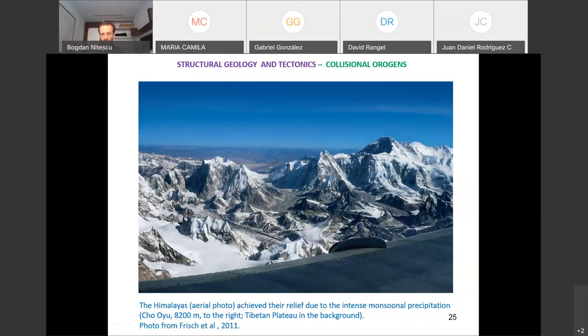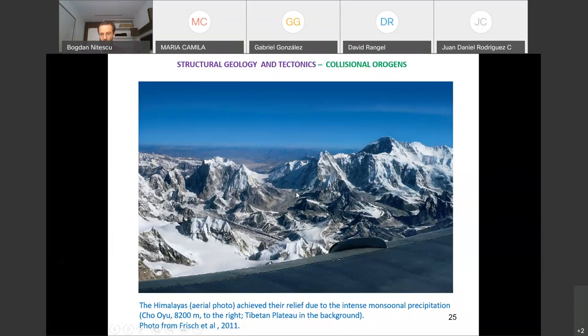And in fact, the dramatic relief that you see, all these geomorphologic features, are the result of the intense precipitation due to the monsoons. So due to the monsoons, you get this intense precipitation, erosion, and of course, you have glaciers as well, alpine glaciers that geomorphologically sculpt the features here. And behind here, you see the Tibetan plateau. All right, so that's the idea of the Himalayas.